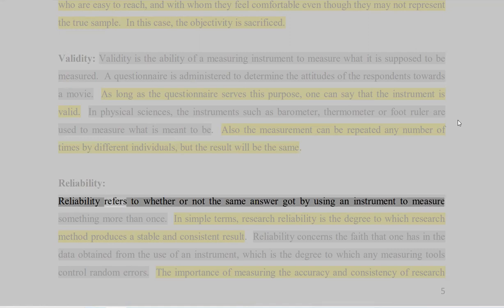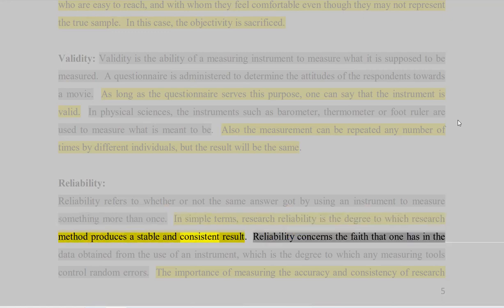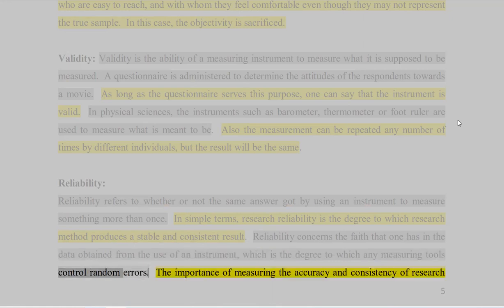Reliability. Reliability refers to whether or not the same answer is obtained by using an instrument to measure something more than once. In simple terms, research reliability is the degree to which a research method produces a stable and consistent result. Reliability concerns the faith that one has in the data obtained from the use of an instrument, which is the degree to which any measuring tool controls random errors.